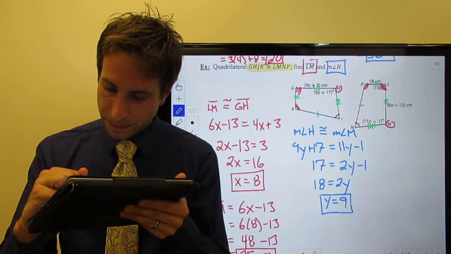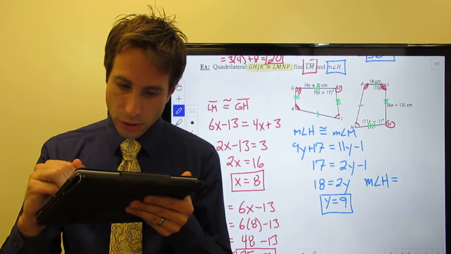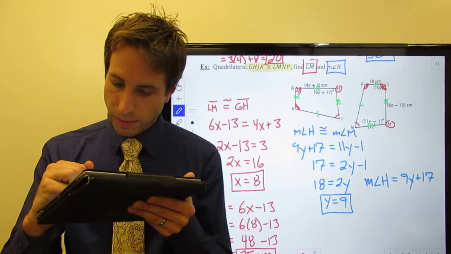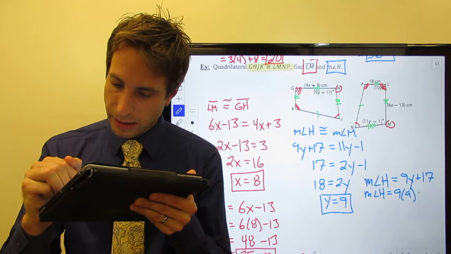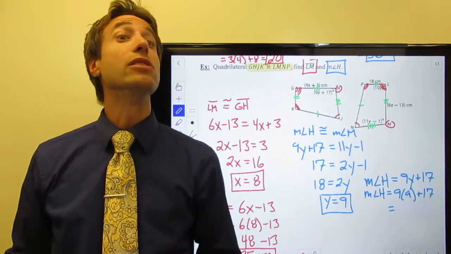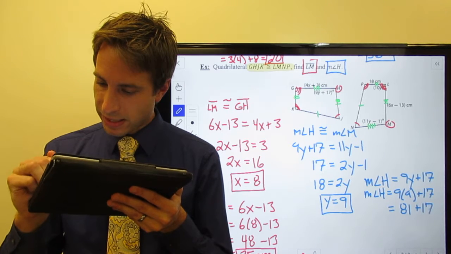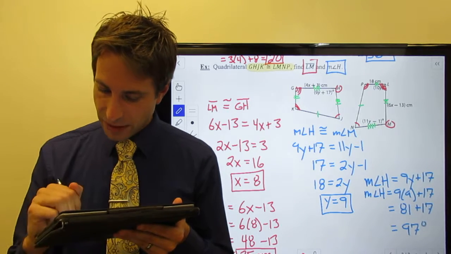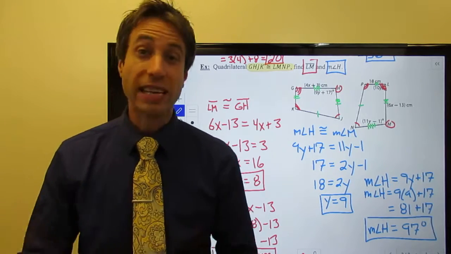So let's do that. The measure of angle H is 9y plus 17. Awesome. Plug and chug. The measure of angle H is equal to 9 times 9 plus 17. Well, 9 times 9 is 81. We're going to add 17 to that. 81 plus 17 is going to be 97 degrees. That's the measure of angle H, and the last thing that I asked you for.